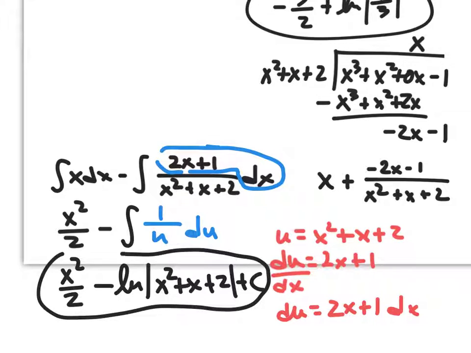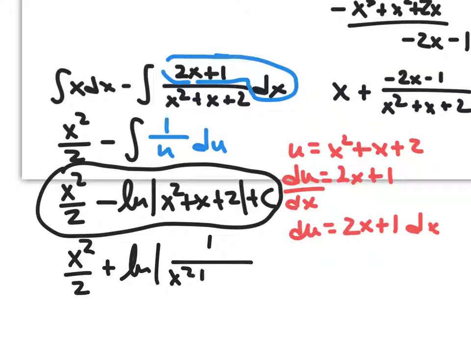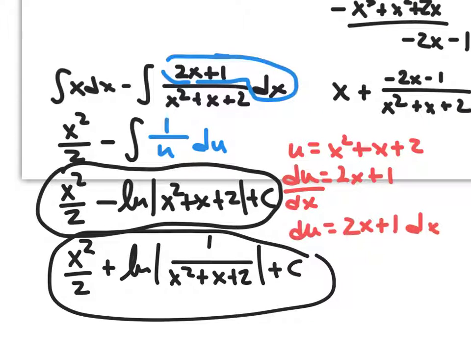There you have it. An alternate form that you might see would be the following. If I made this a positive, that would take the item in the natural log and put it in the denominator. That's another way you could see that answer. Alright, that is long division. I hope it went pretty well for you.